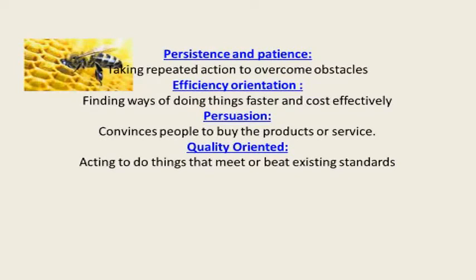So acting to do things that meet or beat existing standard. There is a standard offered by the competitors, so they have to come with the quality. Could it be all others are selling the same product at the same prices, but how do they make their product better than the others? So they are quality oriented, so they can attract more customers than their competitors.